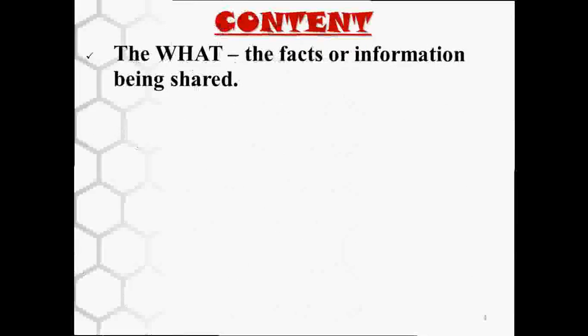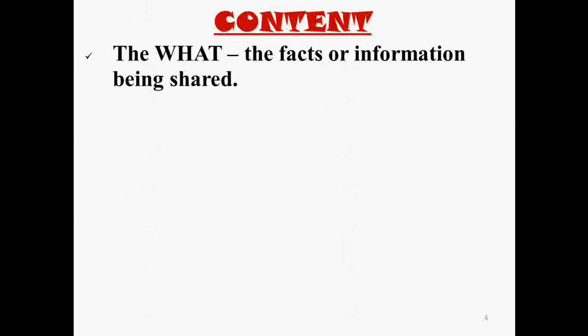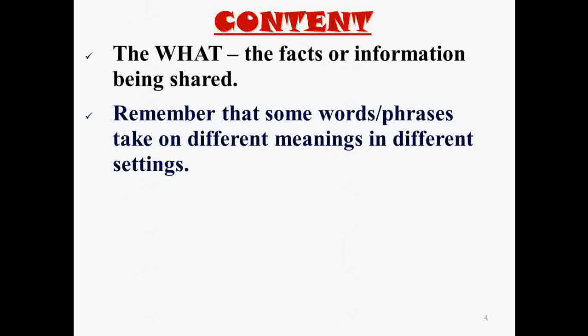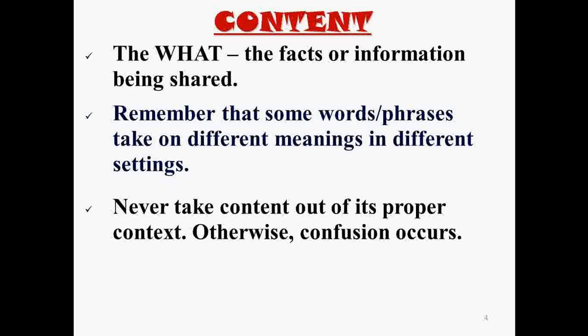So let's talk quickly about the content. The content is, as we said, the facts that are being shared. Now, we have to remember that when we're looking at content, it's what we look at first. It's the most straightforward thing, but it's easy to miss if we do not bear in mind the context. Remember that some words and phrases take on different meanings in different situations. That's why in your language arts class, they'll talk about context clues. Never ever take content out of its proper context, otherwise that will lead to confusion.